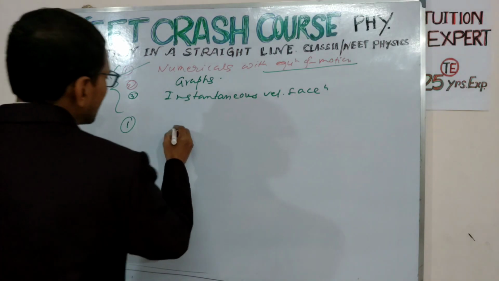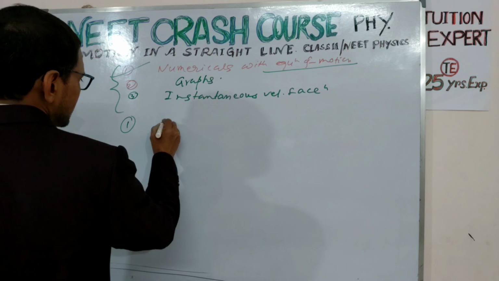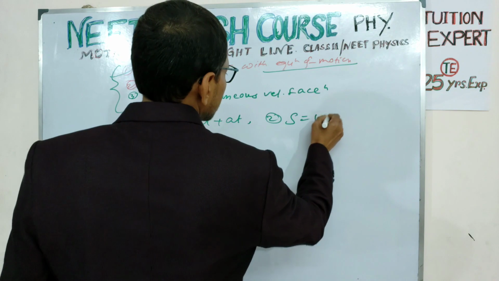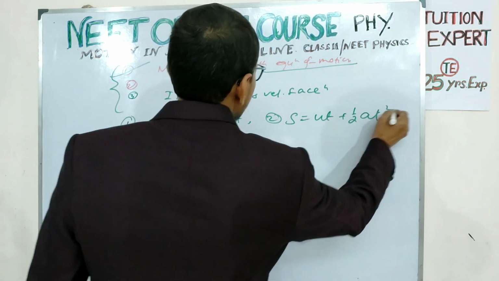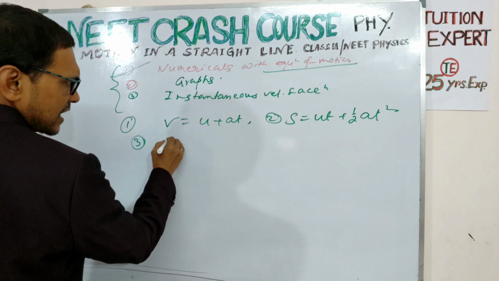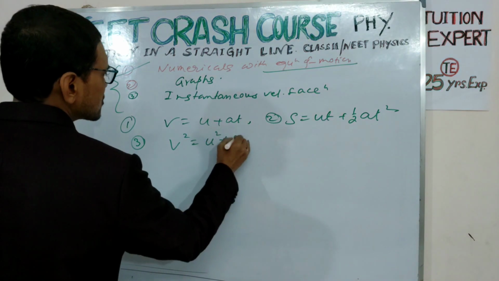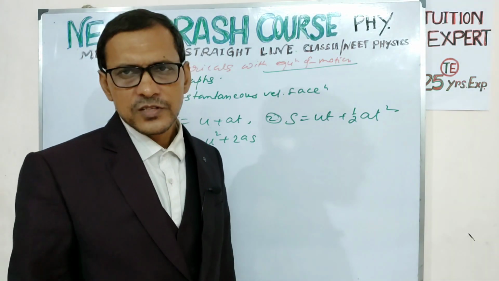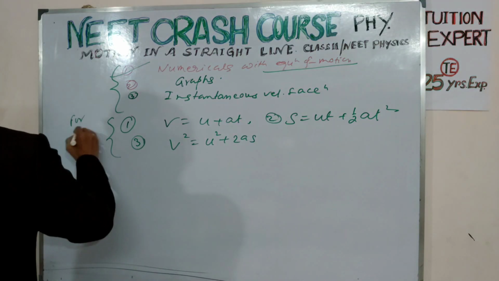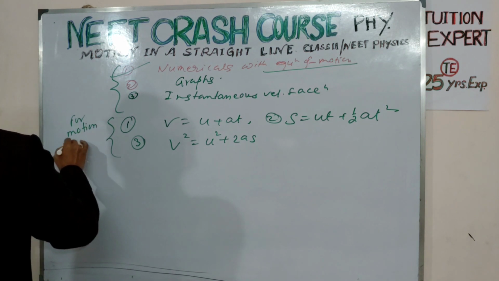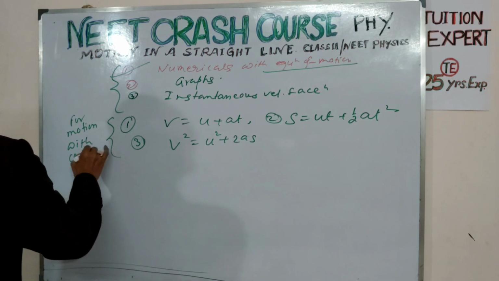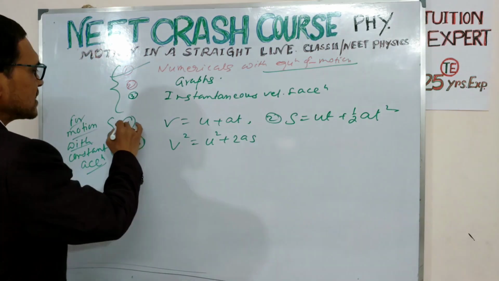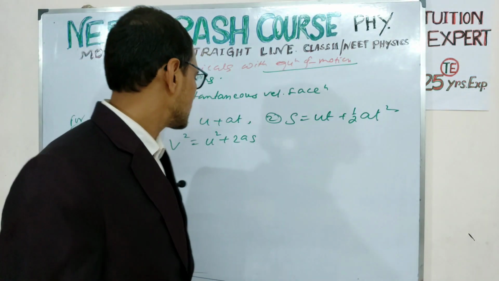Mainly three equations we know. First equation is v equal to u plus at. Second, s equal to ut plus half at square. And third is v square equal to u square plus 2as. These equations are mainly used when a body moves with constant acceleration. For motion with constant acceleration, we can use only these three equations.